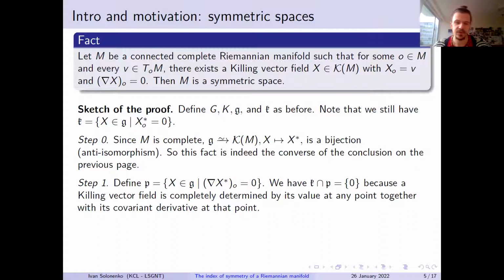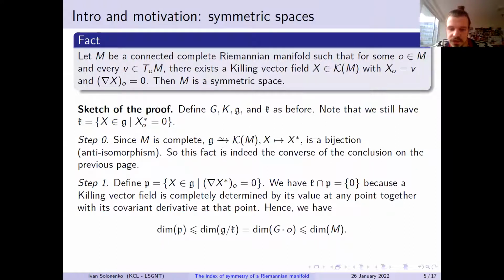Well, this is pretty much the Lie algebraic version of the fact that an isometry of a Riemannian manifold is defined by its value at some point and its differential at some point. This is a standard fact from differential geometry. So they do not intersect. And we also know the following: because P doesn't intersect K, its dimension is less than or equal to the dimension of G mod K. But G mod the Lie subgroup K is precisely the orbit of G through O.